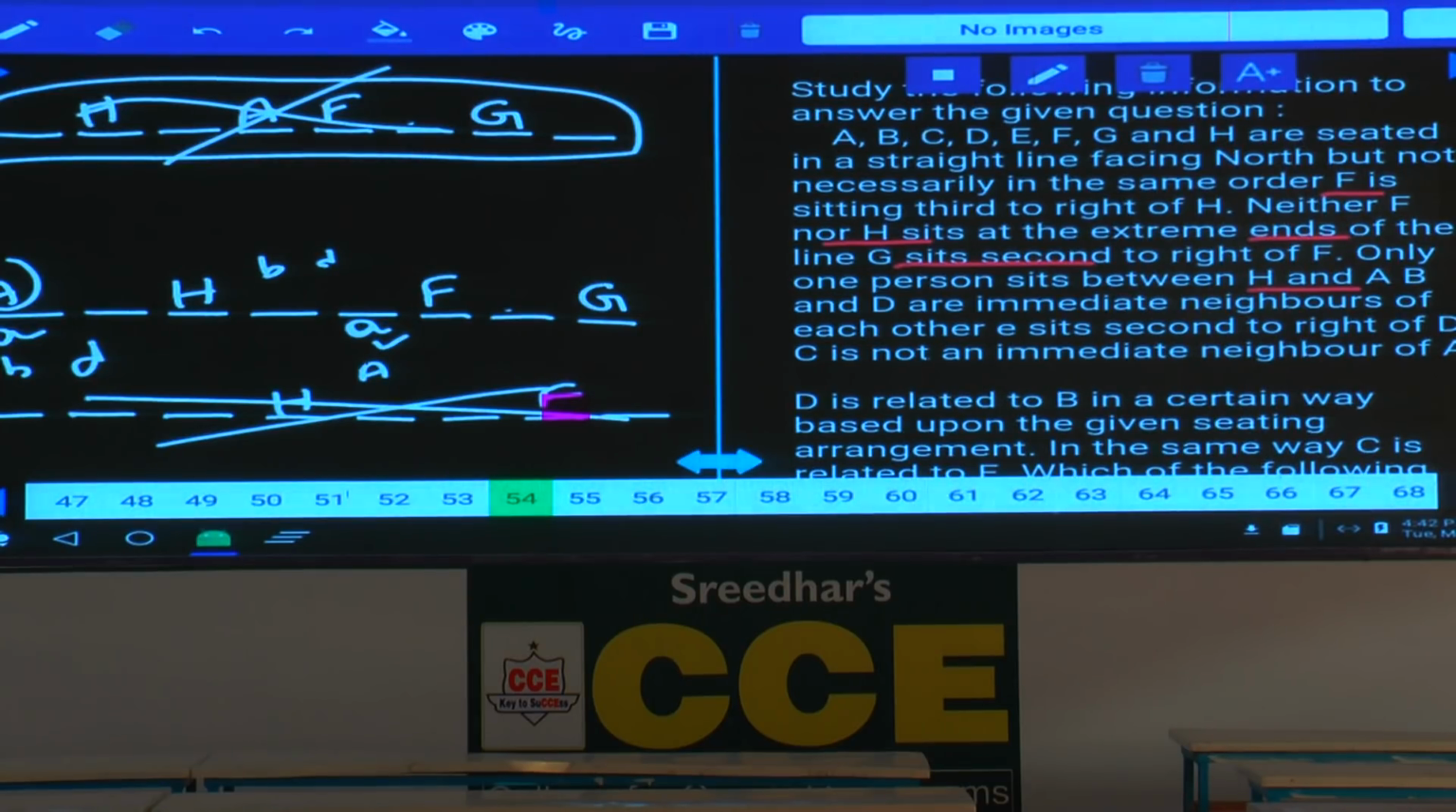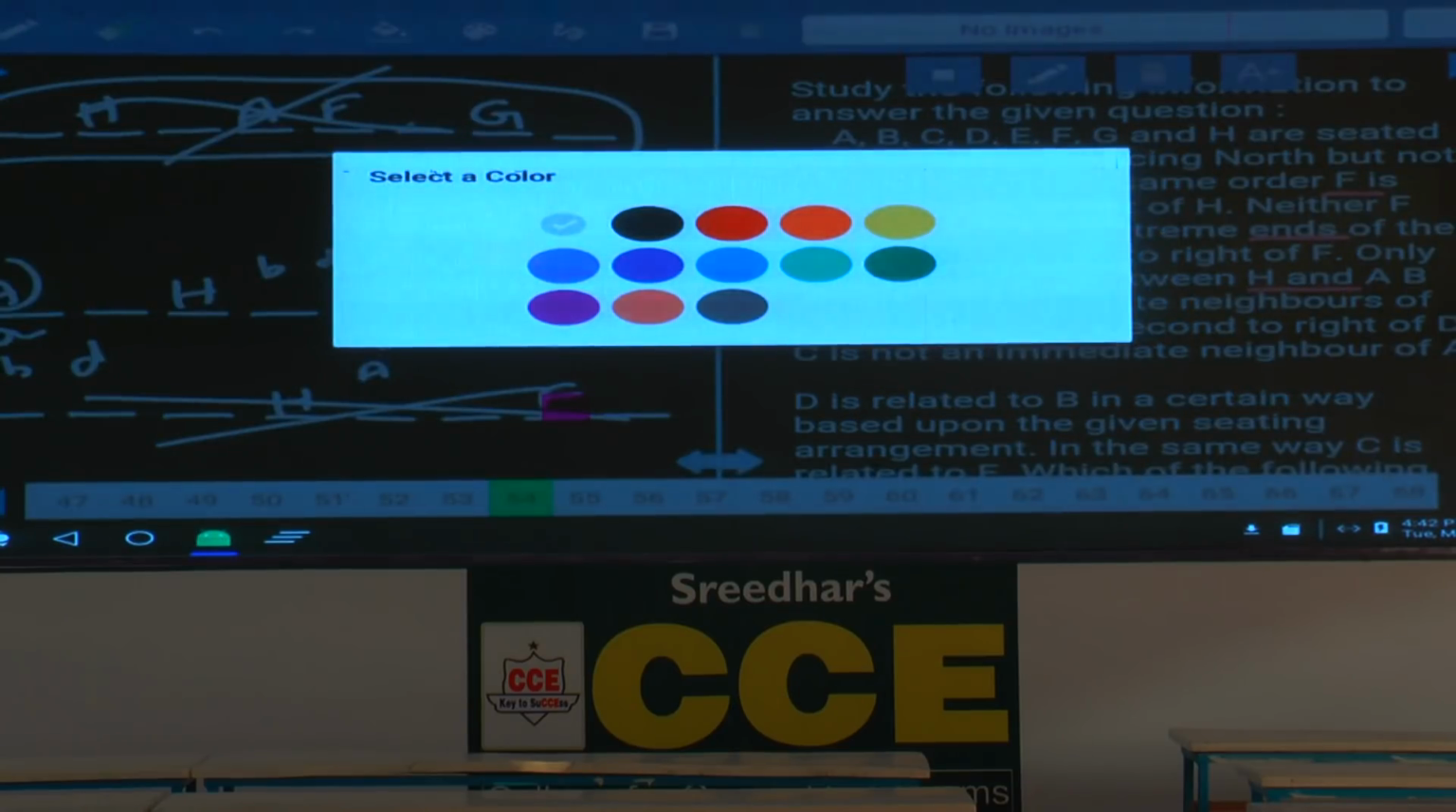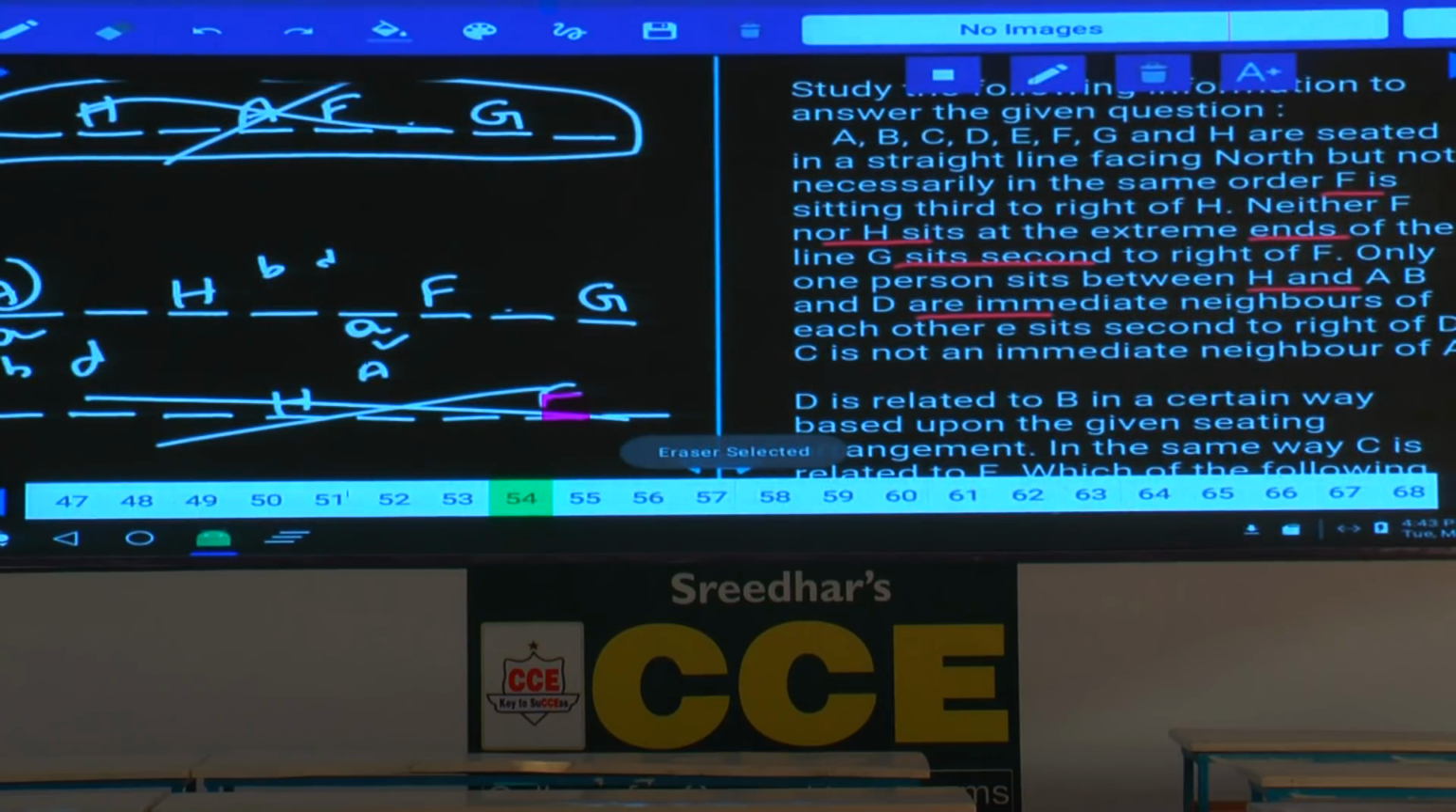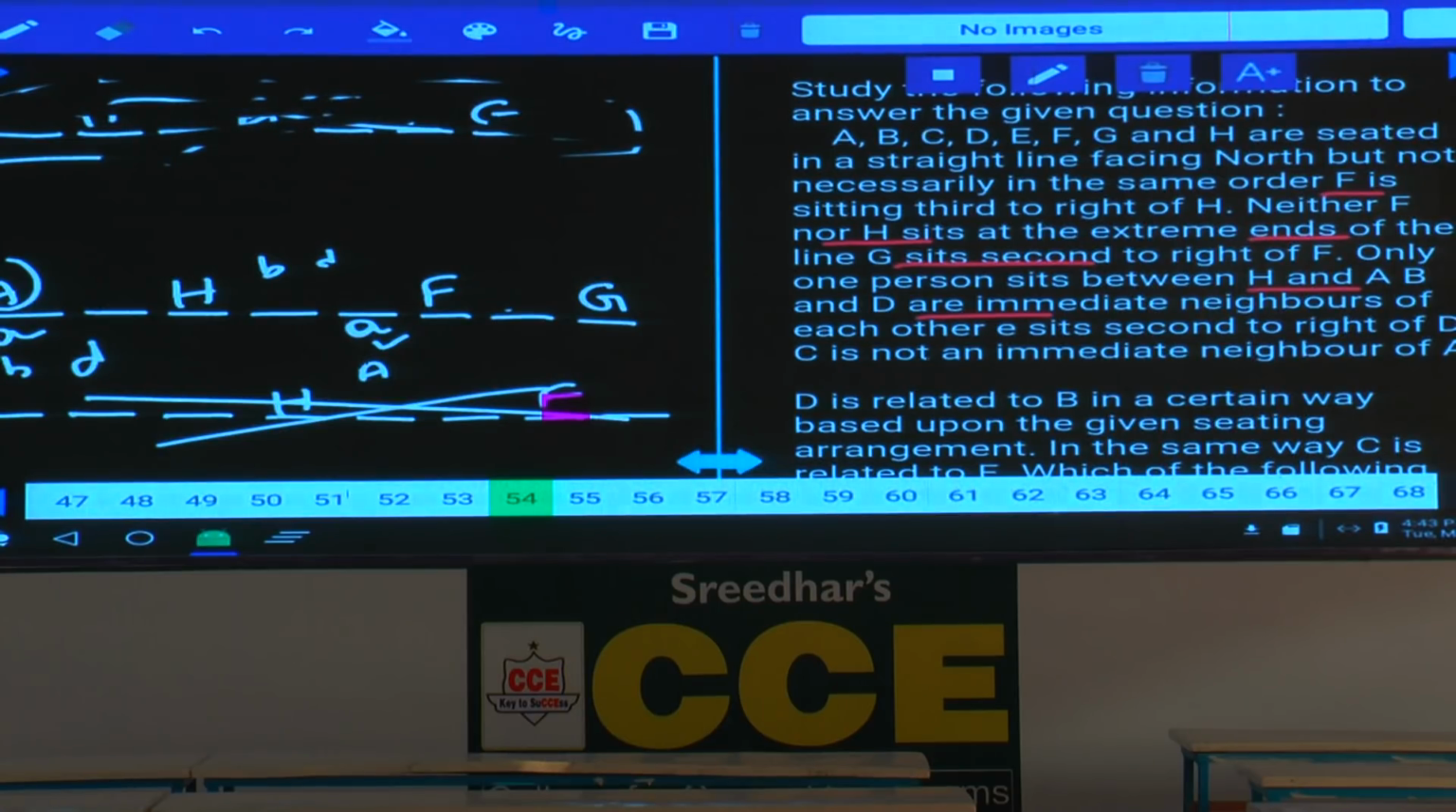B and D are immediate neighbors of each other. E sits second to the right of D, and C is not an immediate neighbor of E. Now in the second possibility itself, we have two different cases. Let us write down these two cases separately because there is no definite information given as of now.